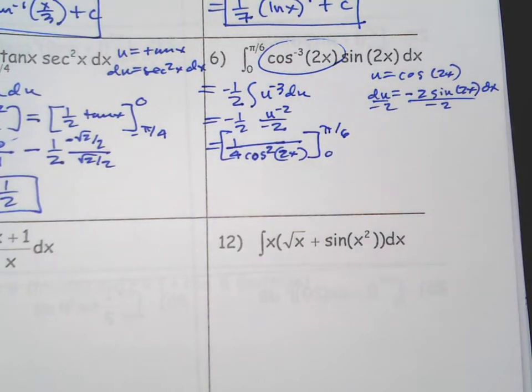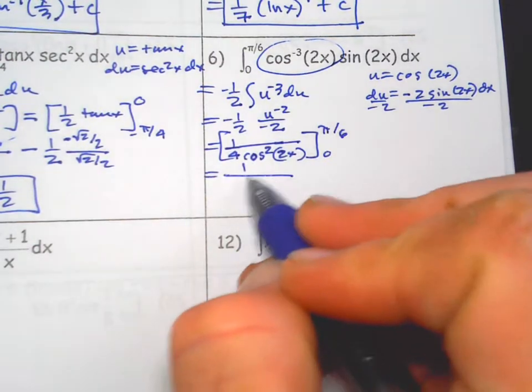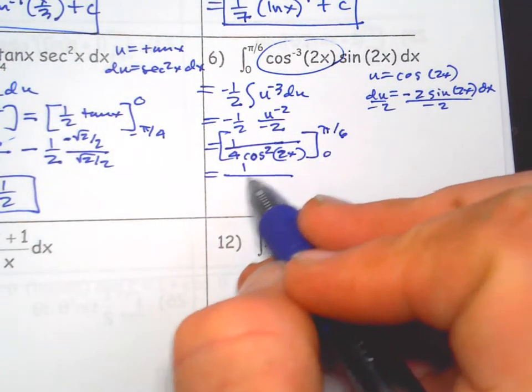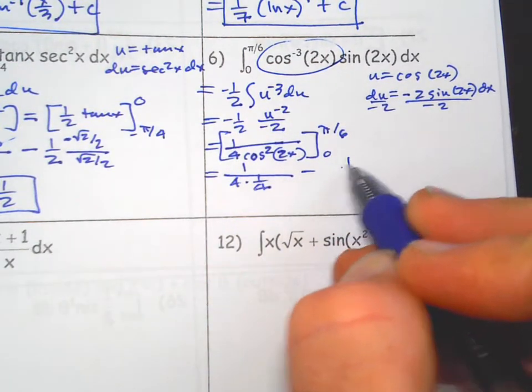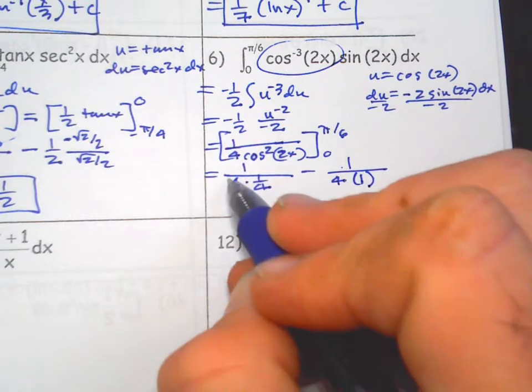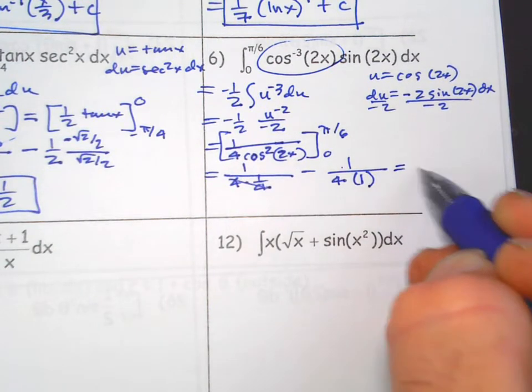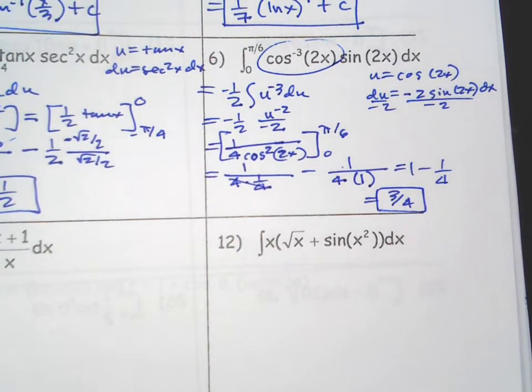Looking good. So cosine of pi over 3 is 1/2. Squared is 1/4. And cosine of 0 is 1. Squared is 1. So it gives you 1 minus 1/4 is 3/4. Okay.